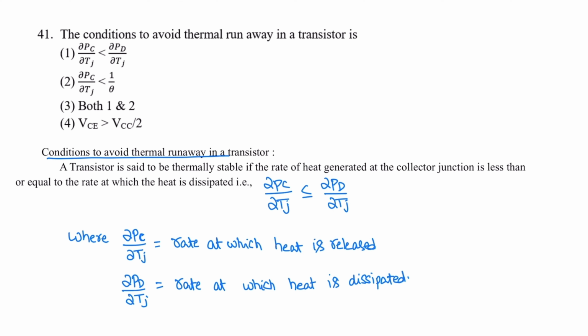It can also be written as ∂Pc/∂Tj less than or equal to 1/θ. So both 1 and 2 are correct options, so the correct option is 3. The condition to avoid thermal runaway is that the rate of heat generated at the collector junction is less than or equal to the rate at which heat is dissipated.